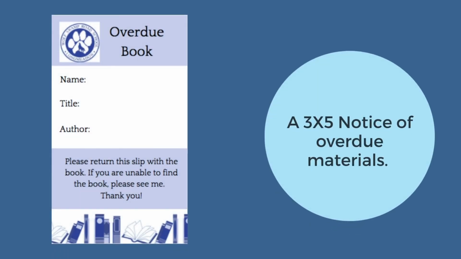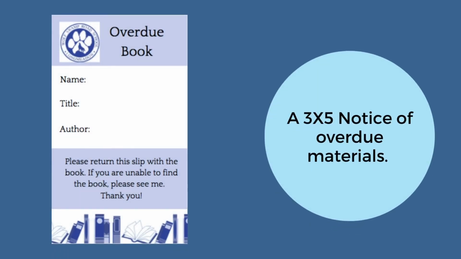And then this is my notice that I developed to let students know that they have an overdue book. So once we're able to truly understand what books in our collection are overdue, this is something that I could give to a student so that they could go home and look for their title. And if they can't find it, then they come back and we go from there.